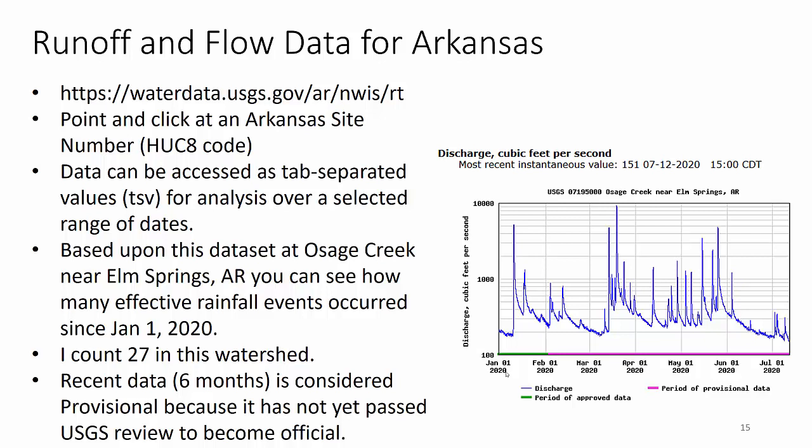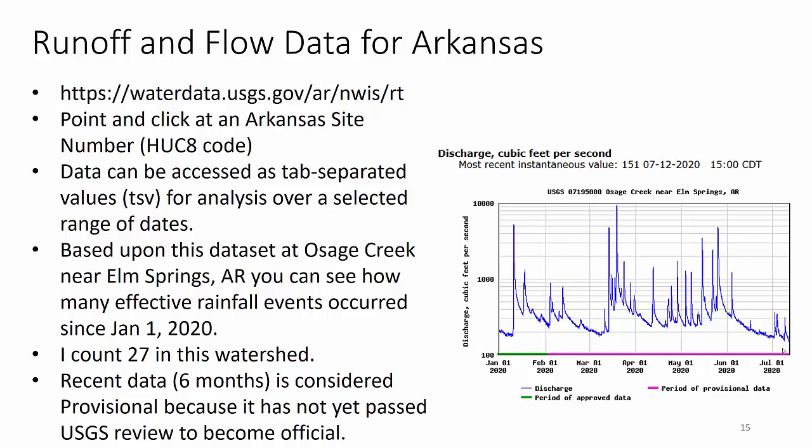These can be used for analysis over a selected range of data and then dropped into Excel. Based upon this data set, at Osage Creek near Elm Springs, Arkansas, you can see how many rainfall events or effective rainfall events occurred from the middle of July back to January 1. And by the way, look at this pink line at the bottom. That means these data are still provisional. They haven't been fully reviewed and approved as part of the official record yet, but they will be.